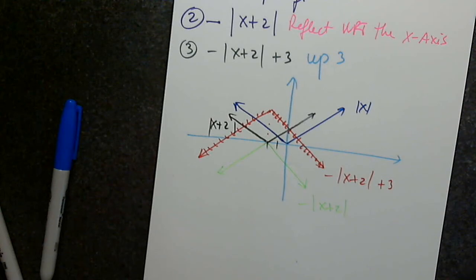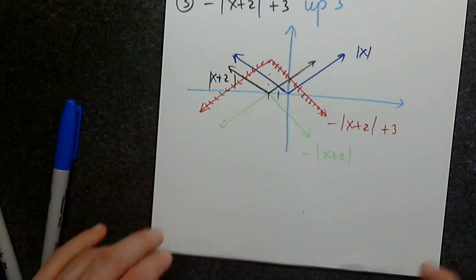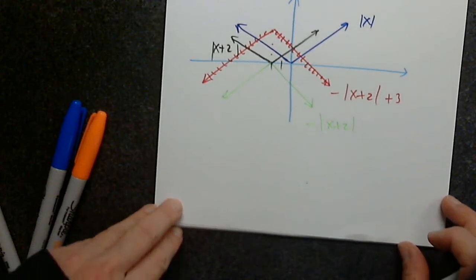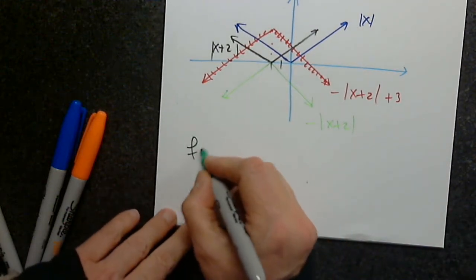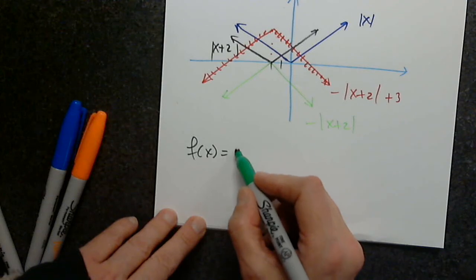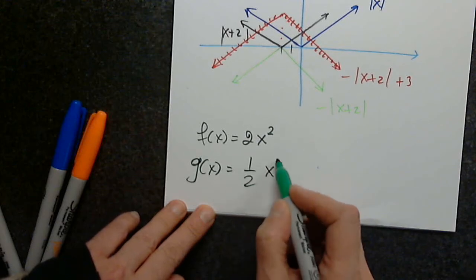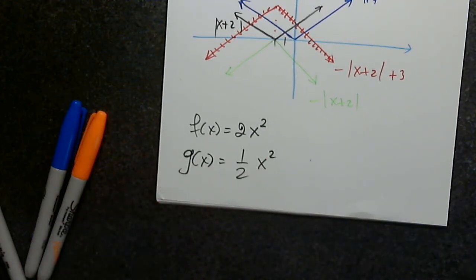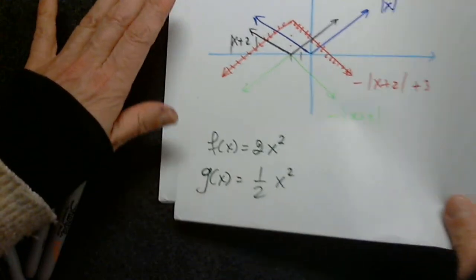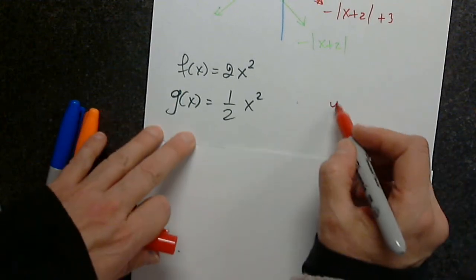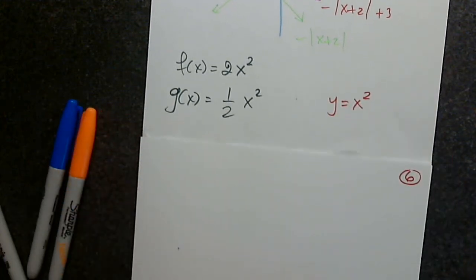Okay, I think we are ready for the last group. So let's take a look. Let's say we want to look at f of x equals twice x squared, and then g of x, which is 1/2 x squared. Which function did we use now to create these two, f and g? Very good. Indeed, the base function is quadratic.